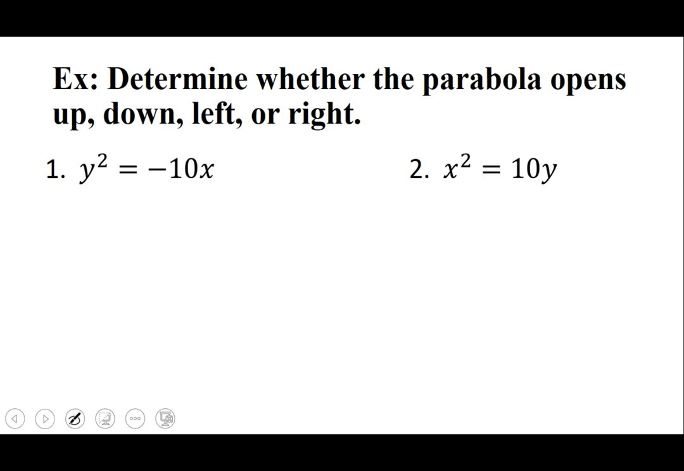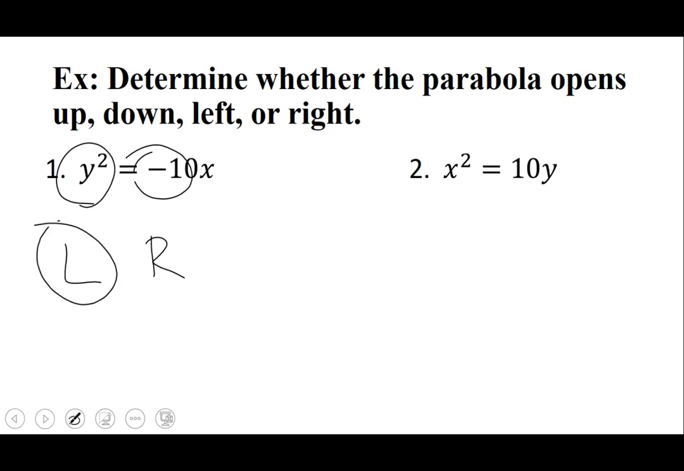So in number one, take a look at the y squared. The fact that it's a y squared is how we know that it has to either open left or right. Once you look over here and see the negative, that's how you know that this graph is going to face to the left. What it means for the graph to face to the left is that somewhere there is a vertex. It means that the graph itself is going to be a parabola that opens to the left.